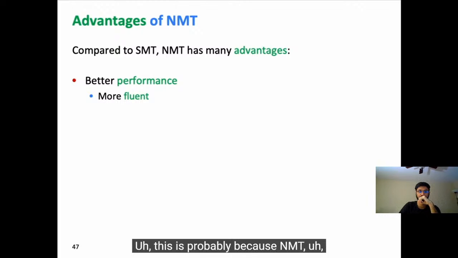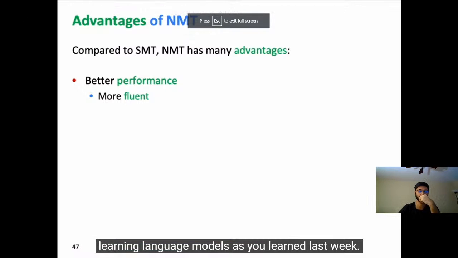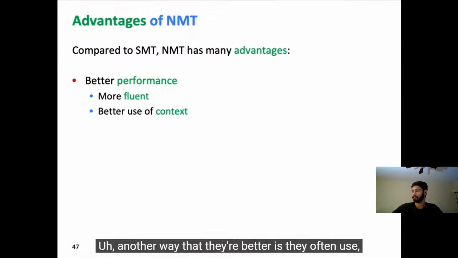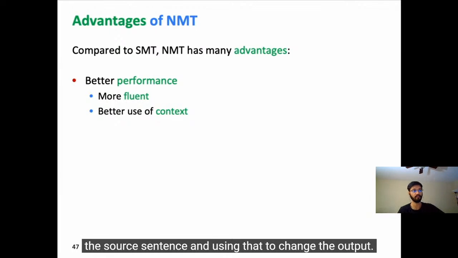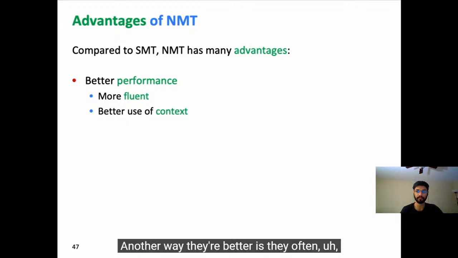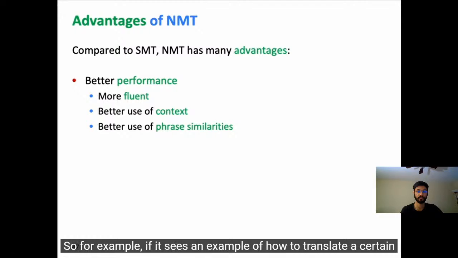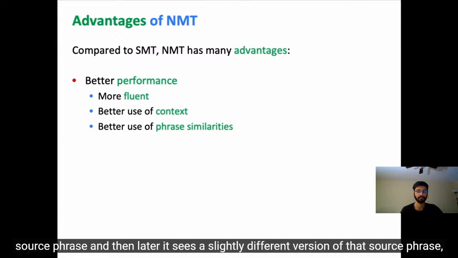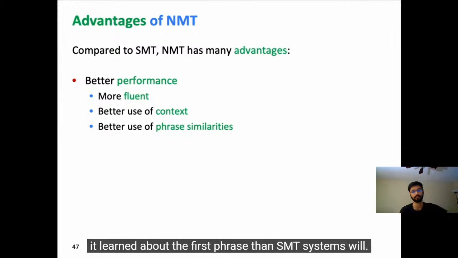This is probably because RNNs are particularly good at learning language models, as you learned last week. Another way that they're better is they often use the context better. That is, they're better at conditioning on the source sentence and using that to change the output. Another way they're better is they often are more able to generalize what they learn about phrases and how to translate them. So for example, if it sees an example of how to translate a certain source phrase, and then later it sees a slightly different version of that source phrase, it's more able to generalize what it learns about the first phrase than SMT systems were.